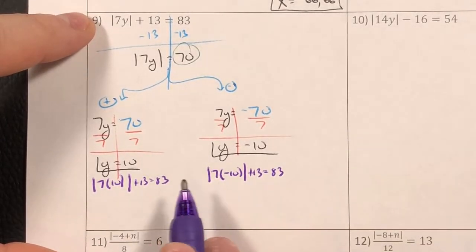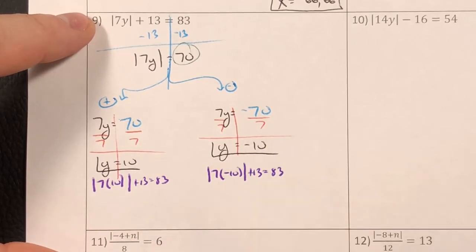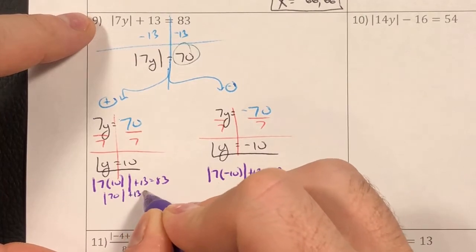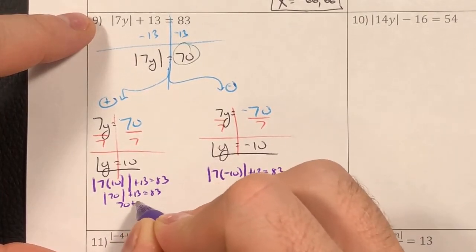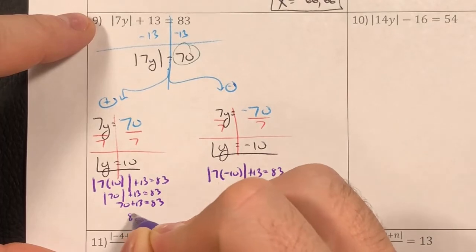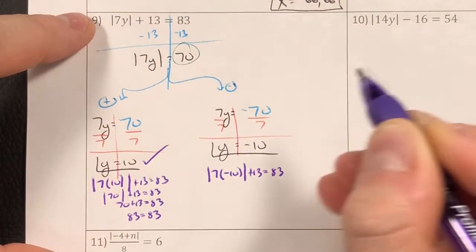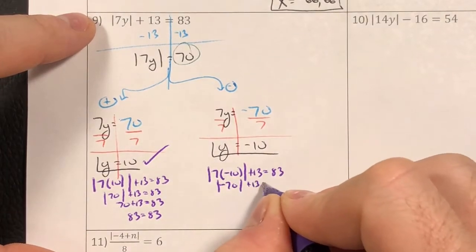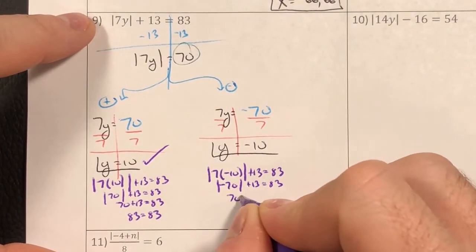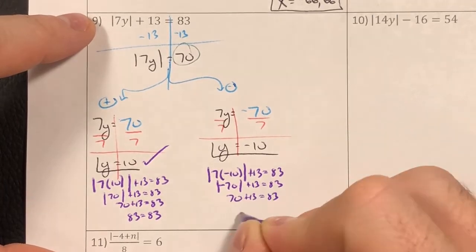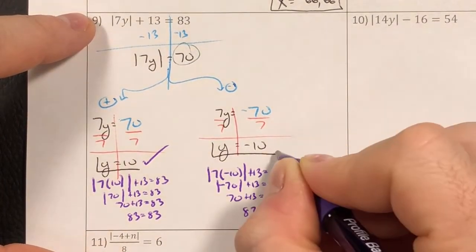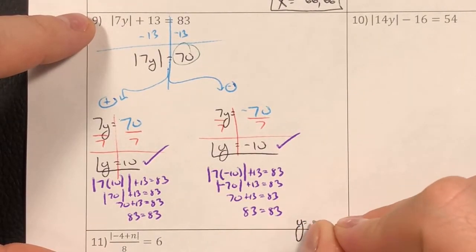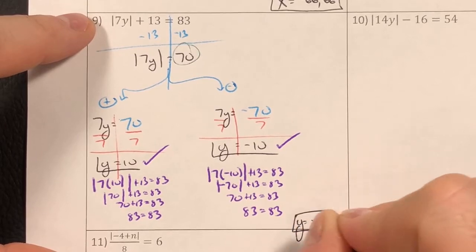I'm going to work both these out to check to see if this is a true answer and if this is a true answer. It's going to be absolute value of 70. This is 70. This is 83. That checks out. Absolute value of negative 70, which turns that into a positive 70, which gives me 83 equals 83. That checks out. So my solution set is y is equal to negative 10 comma positive 10.